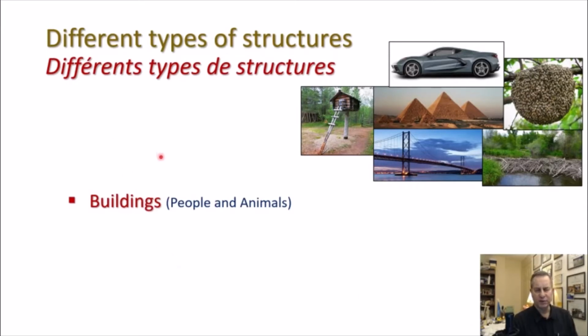There's different types of structures. One of the more important ones are buildings, which are built either by people or animals. There's machines. So in this case, we have a car. But it can also be a washing machine, a dishwasher, a lawnmower, a snowblower. Those are all machines, and they're essentially structures as well.